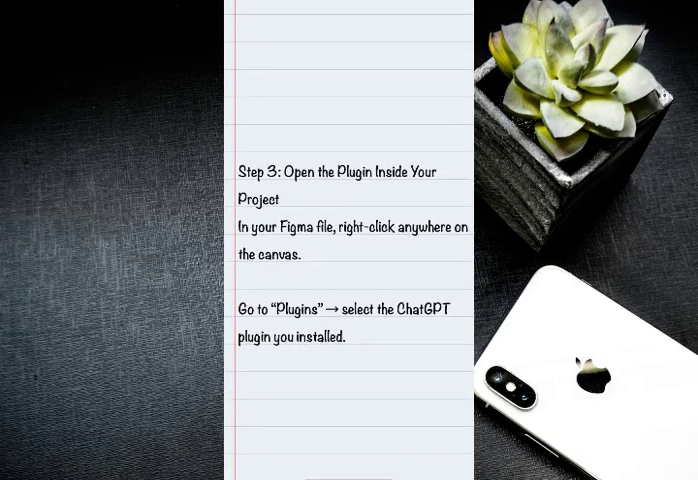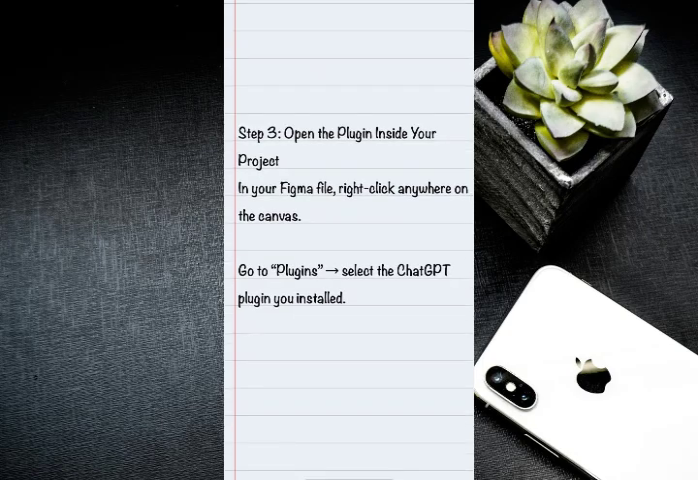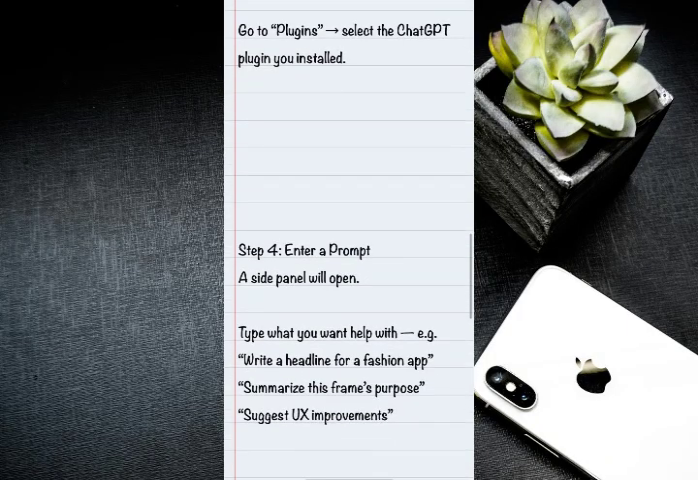Then on step 3, you have to open the plugin inside your project. In your Figma file, right click anywhere on the canvas, then go to plugins, then select the ChatGPT plugin you installed.